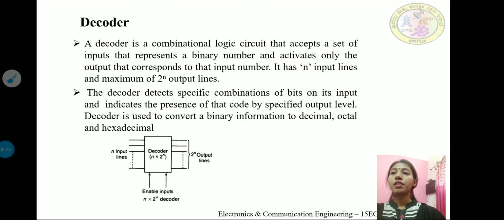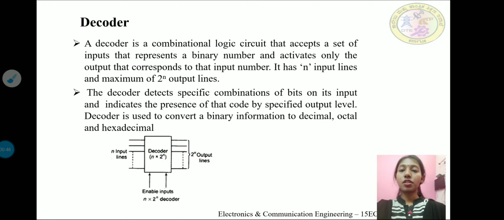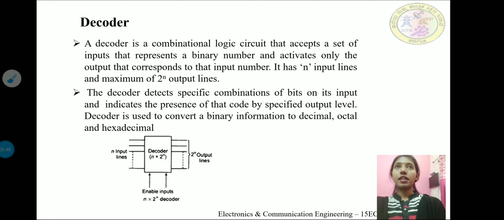Before going to the definition of decoder and encoder, you have already studied what a combinational logic circuit is. A combinational logic circuit is one in which the output depends only on the present values of the input and is independent of the past values of the input. These are memoryless digital circuits. Examples of combinational logic circuits are multiplexer, demultiplexer, decoder and encoder.